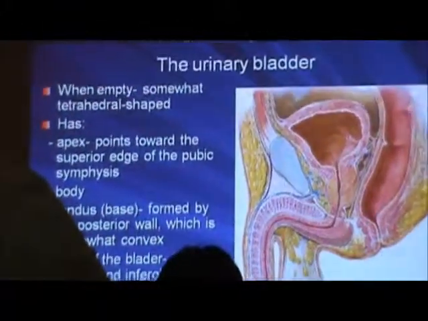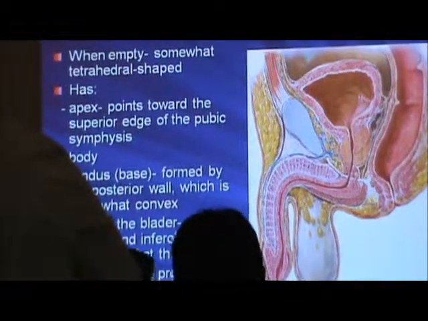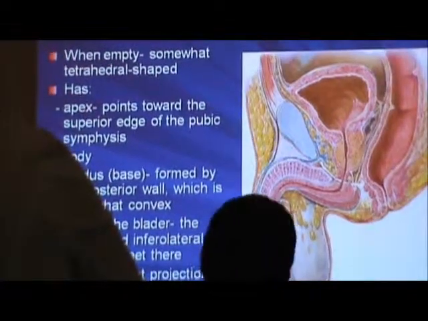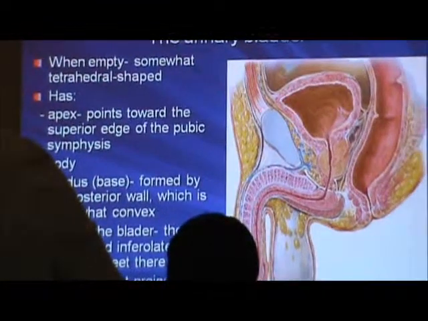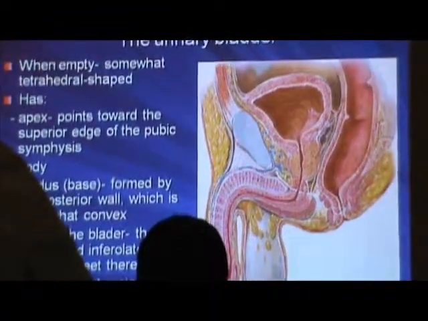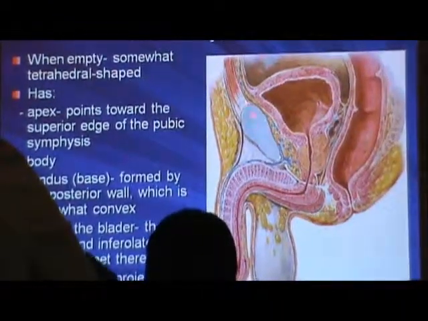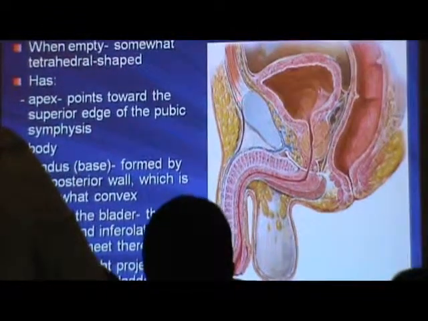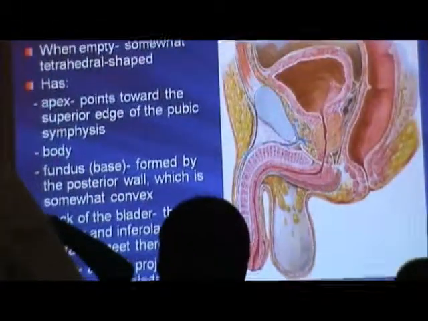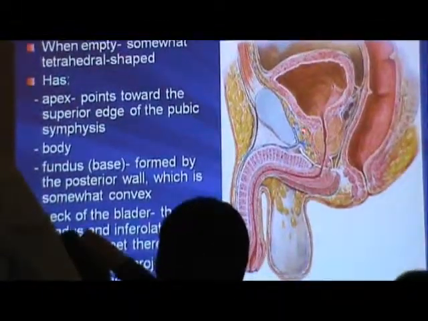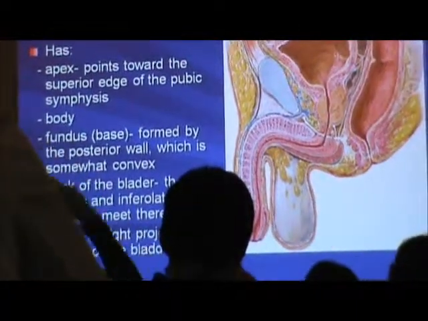The urinary bladder, when it's empty, is somewhat tetrahedral shaped and has an apex. It points toward the superior edge of the pubic symphysis. Look, this is the pubic bone, the facies symphysialis, and here is this retropubic space, which is filled with fat. So this is the apex of the urinary bladder.